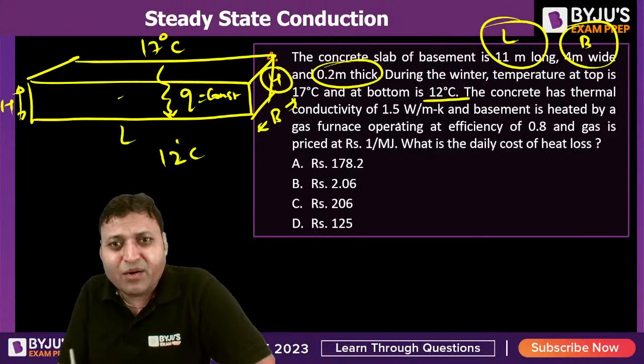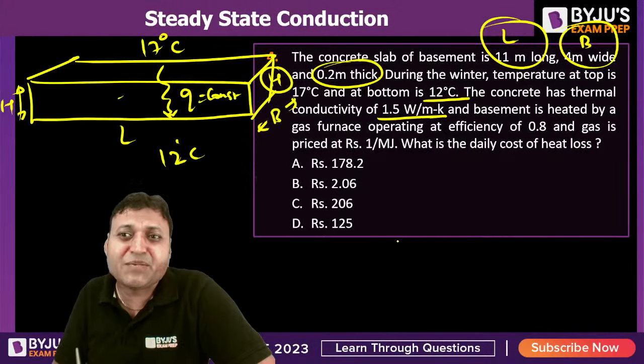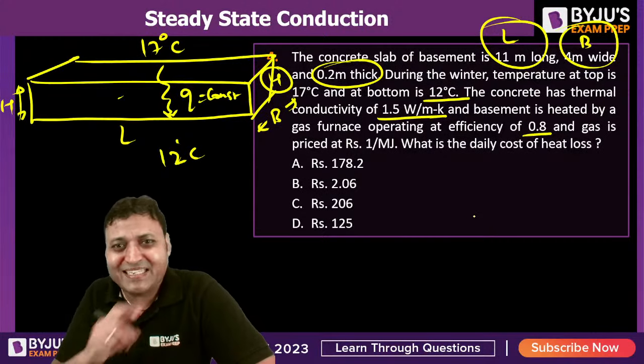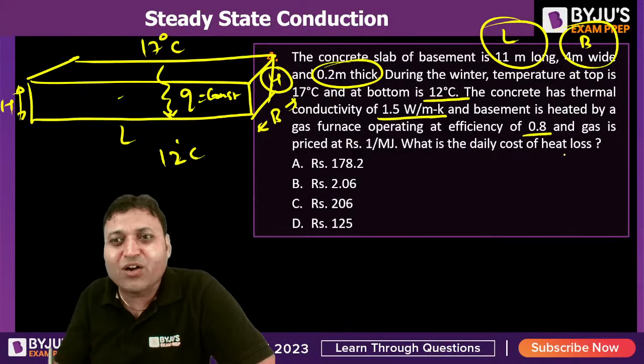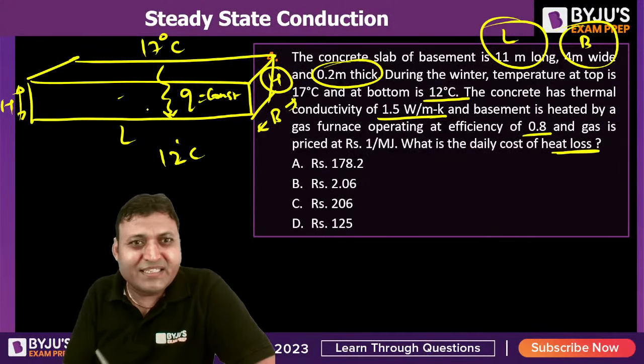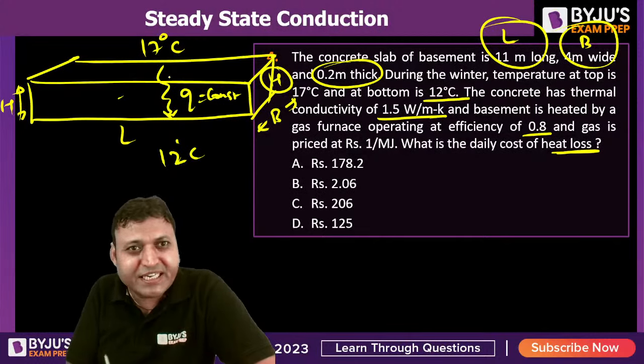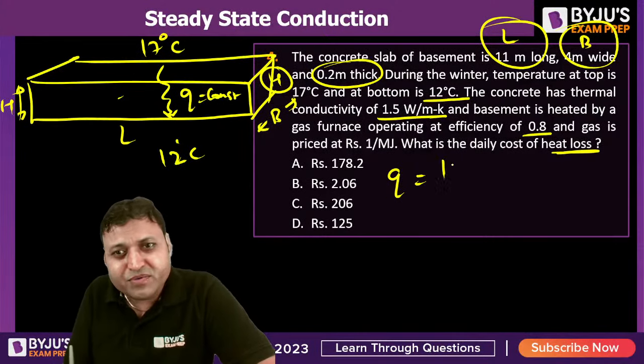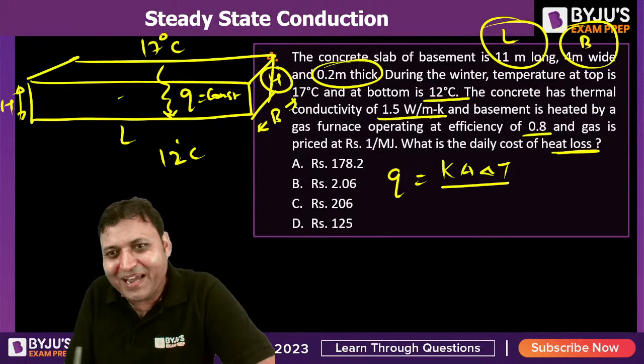The concrete has a thermal conductivity of 1.5 and the basement is heated by the gas furnace operating at efficiency of 0.8 and the gas is priced at this. What is the daily cost of heat loss? The heat loss is taking place from top to bottom. If we want to find out Q, that is KA delta T by L.